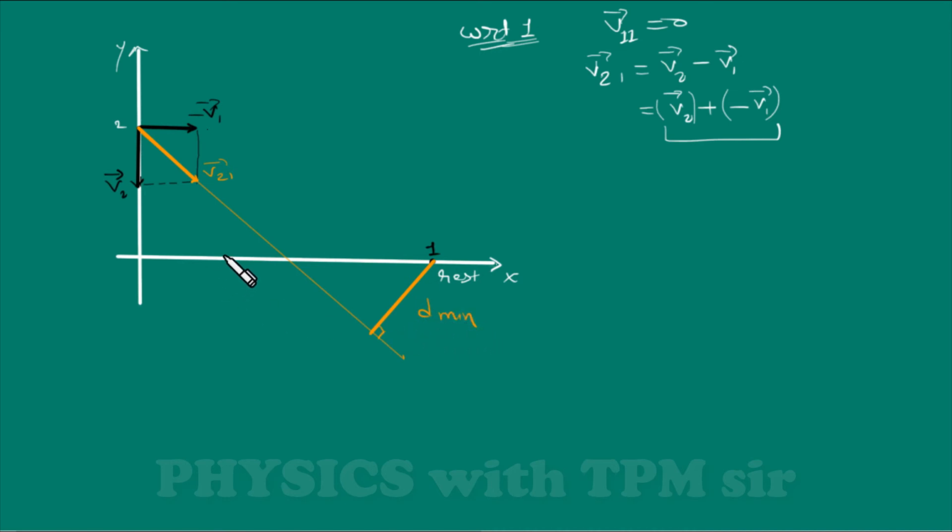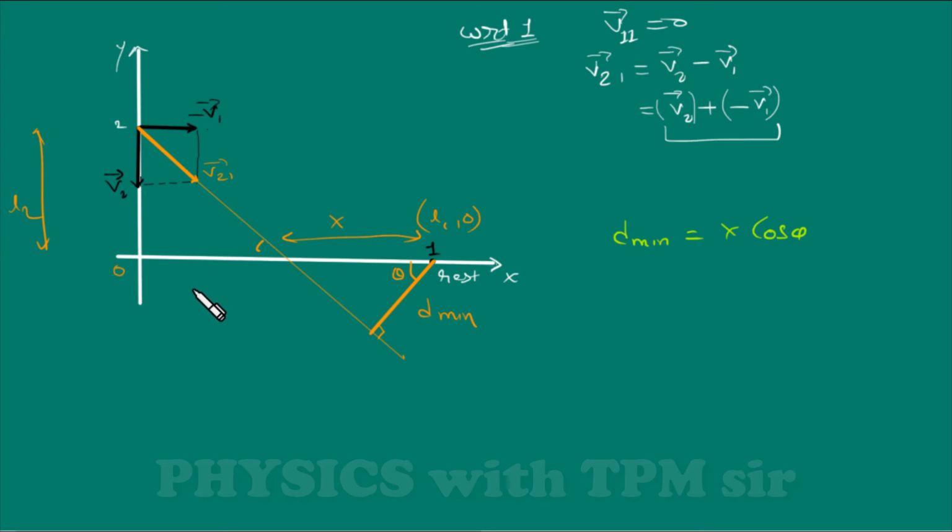Okay. So now we know that the distance from the origin to 1 is L1, and we know that this distance was L2, right? So for d minimum, let's say this angle is theta, and if we can find this distance, which is not difficult, suppose it is x, then I will say d minimum is equal to x cos theta.